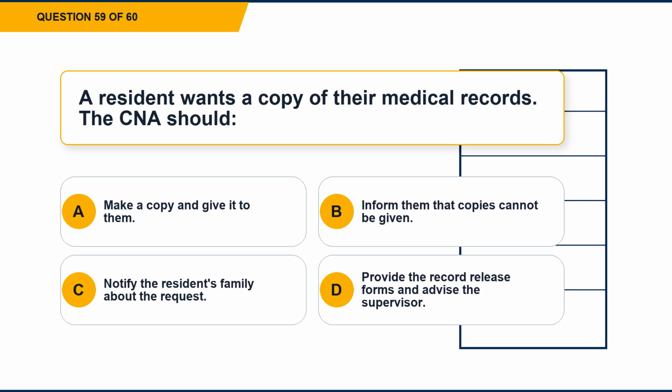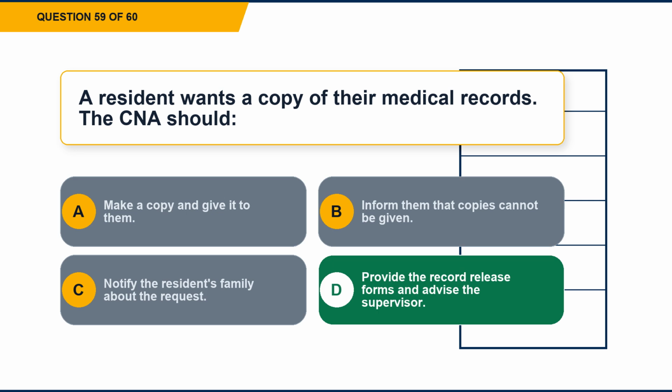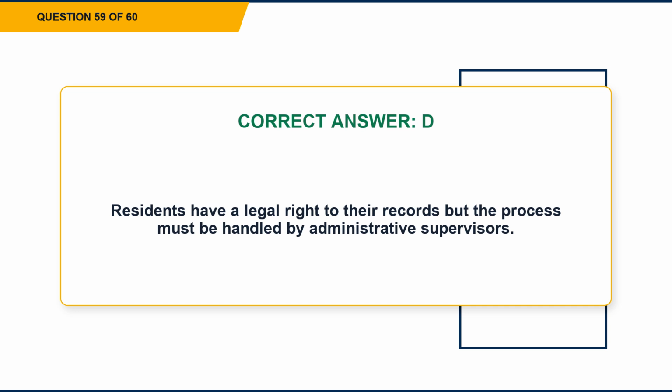Question 59. A resident wants a copy of their medical records. The CNA should: Option A. Make a copy and give it to them. Option B. Inform them that copies cannot be given. Option C. Notify the resident's family about the request. Option D. Provide the record release forms and advise the supervisor. The correct answer is option D. Provide the record release forms and advise the supervisor. Explanation. Residents have a legal right to their records, but the process must be handled by administrative supervisors.